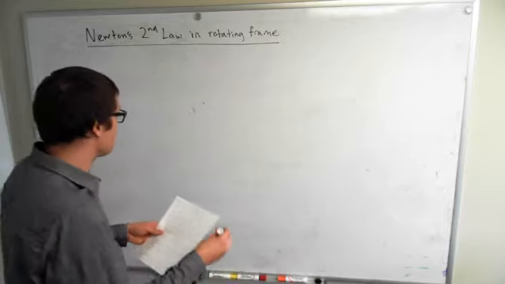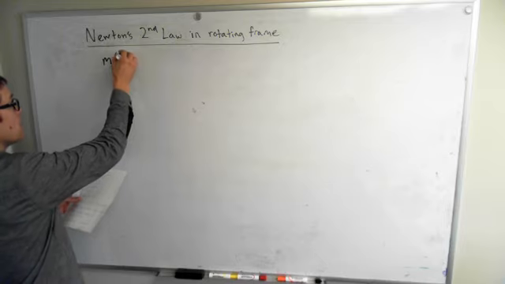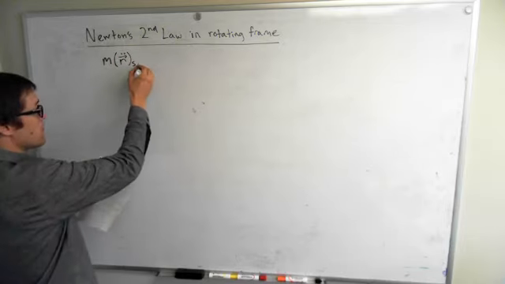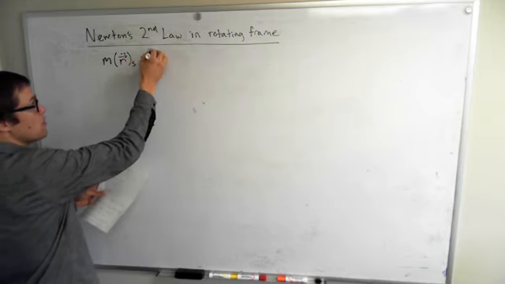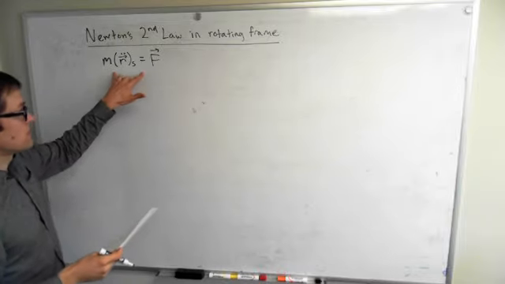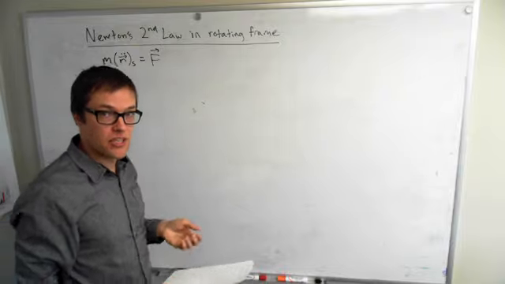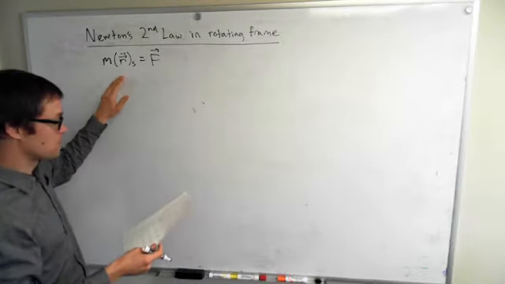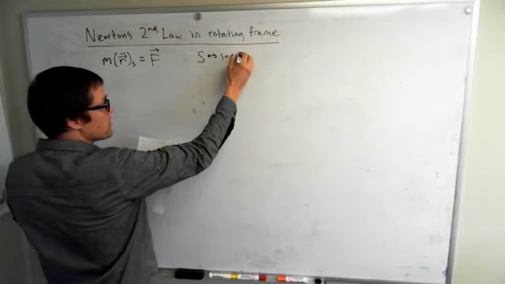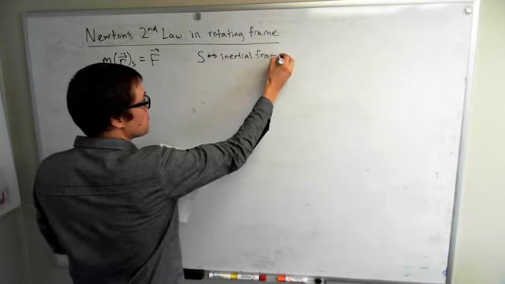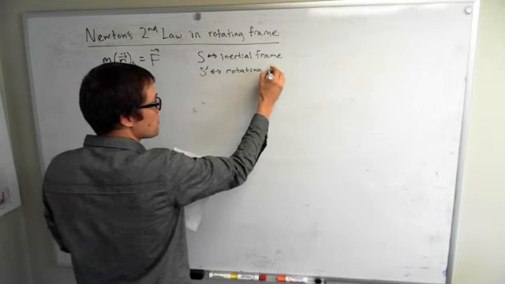Okay, so let's begin with what we already know. If we write down Newton's second law in a stationary frame, so S again will refer to the stationary reference frame, S prime will refer to a rotating frame. So this is just F equals ma, which is true for a stationary inertial reference frame. So again, maybe I can write this down. S corresponds to the inertial frame, and S prime corresponds to a rotating reference frame.